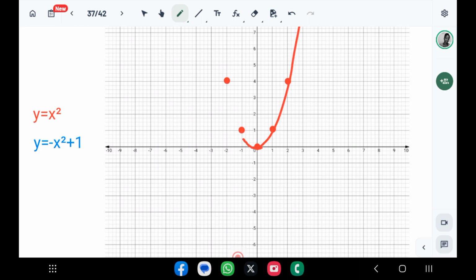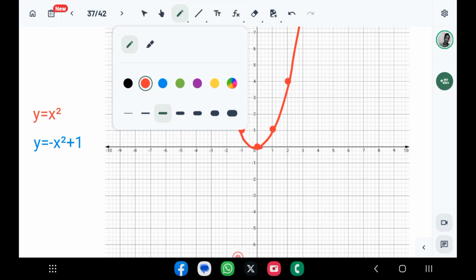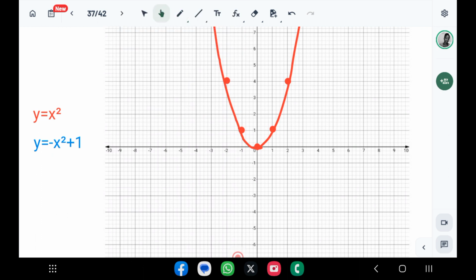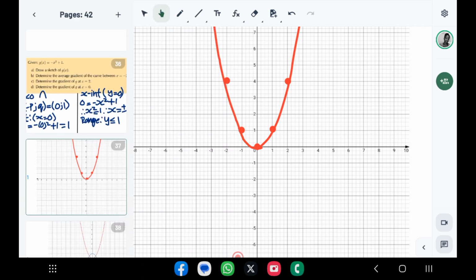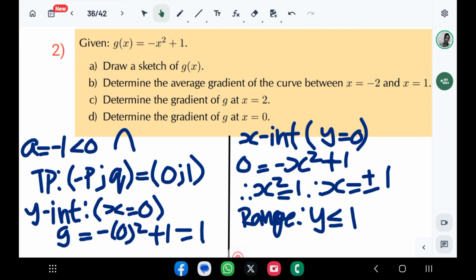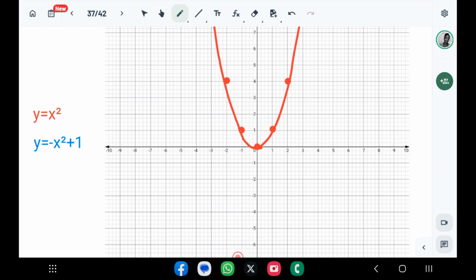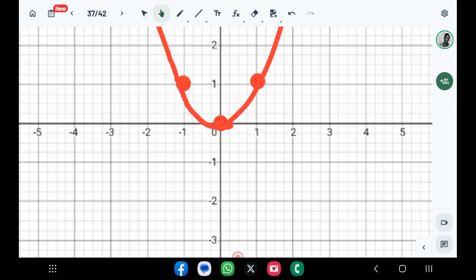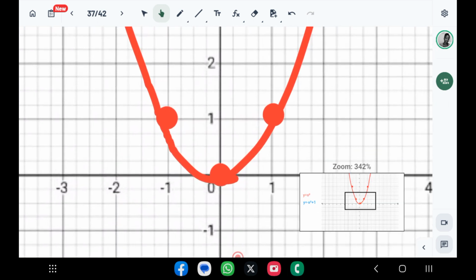Let's join the other points together. Right, now let's draw the graph of y equals minus x squared plus 1. It's going to be a blue graph. Now let's go back to the turning point. The turning point is (0, 1). Let's draw that first. There is the turning point.